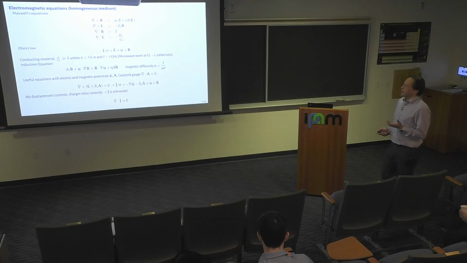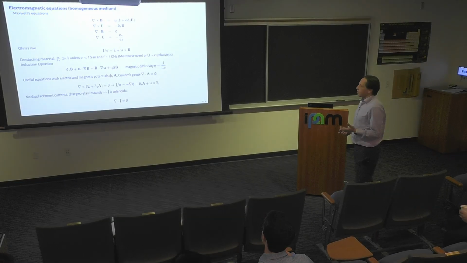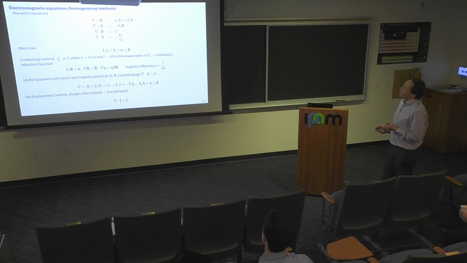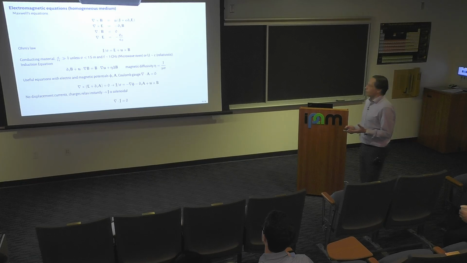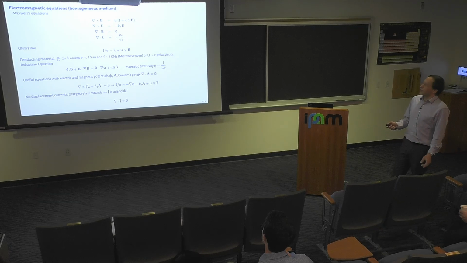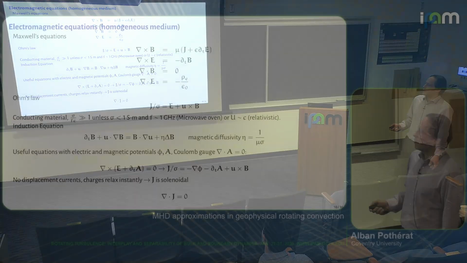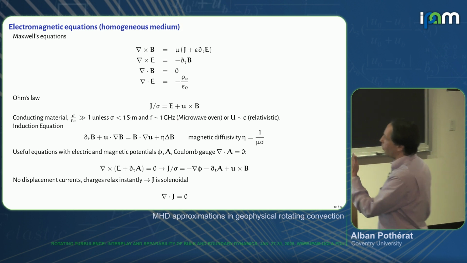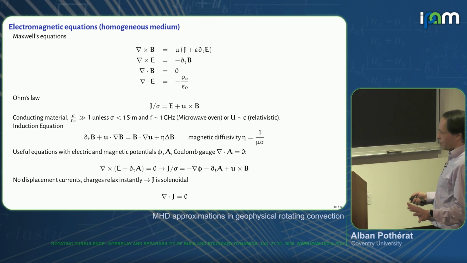So this is typically the case with liquid metals. They have high conductivity, low permittivity, and also the systems we're talking about operate at low frequency. So the way to break that condition is if you put water in a microwave, this term will become the most important because of very high frequencies. Or you work in relativistic conditions. None of this applies to the Earth's core.